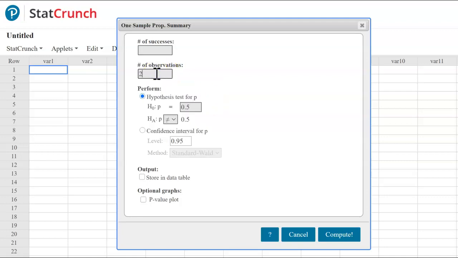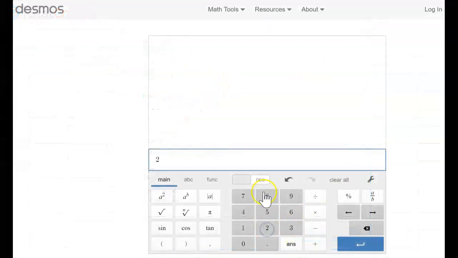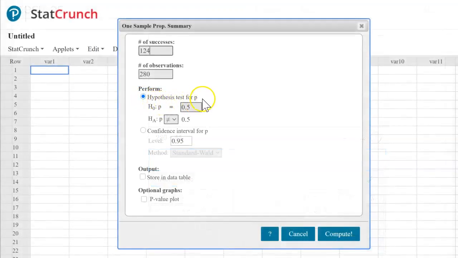The total number of observations was 280, and the sample proportion p hat was 44%. We will use Desmos Scientific Calculator to multiply 280 times 0.44, which equals 123.2. We round this number up to the next whole number, 124. We're not doing hypothesis test for population proportion yet. That will come up in the next topic.